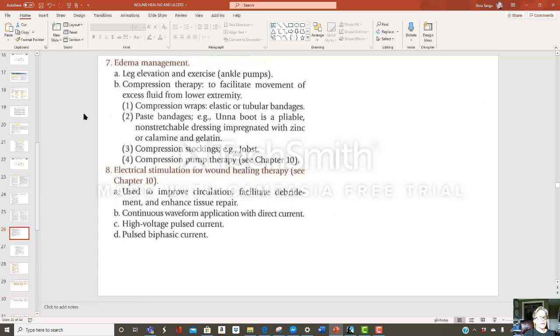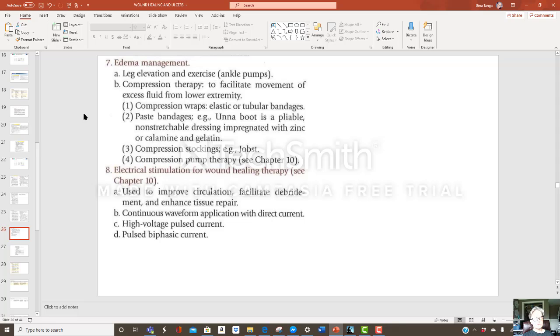Edema management: leg elevation and exercise, ankle pumps. Compression therapy to facilitate movement of excessive fluid from the lower extremity. 1. Compression wraps, elastic or tubular bandages. 2. Paste bandages such as a Unna boot, a pliable, non-stretchable dressing impregnated with zinc or calamine and gelatin. 3. Compression stockings such as Jobst. And 4. Compression pump therapy.